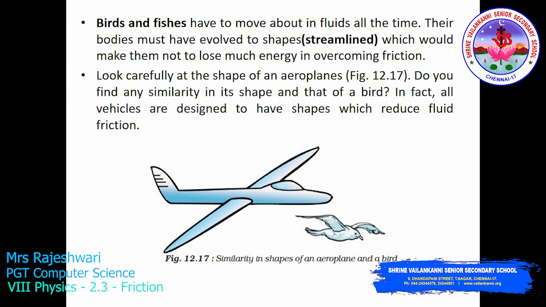Their bodies have evolved into a particular shape, the streamlined shape. Because of the streamlined shape of their bodies, fishes are able to move very easily in water. Even the shape of an aeroplane has been designed like a bird, which also comes under the streamlined shape. In fact, all vehicles are designed to have shapes that reduce fluid friction, like the ships and boats we have discussed. Because of this similarity in shapes, the objects are able to move very easily through the fluid.